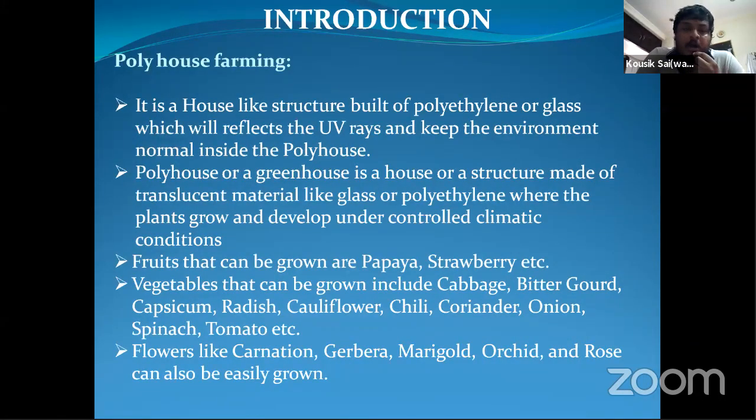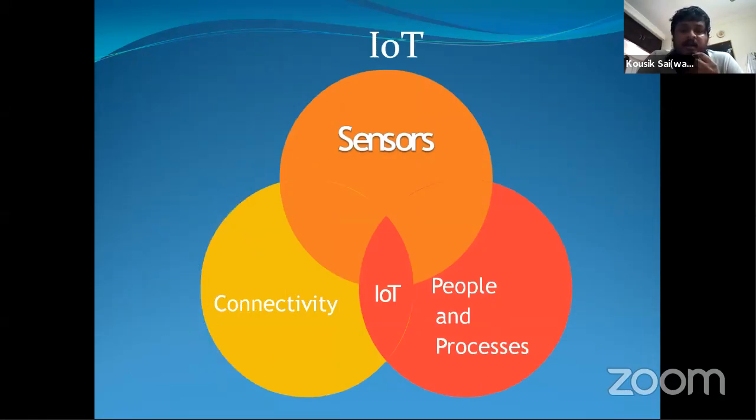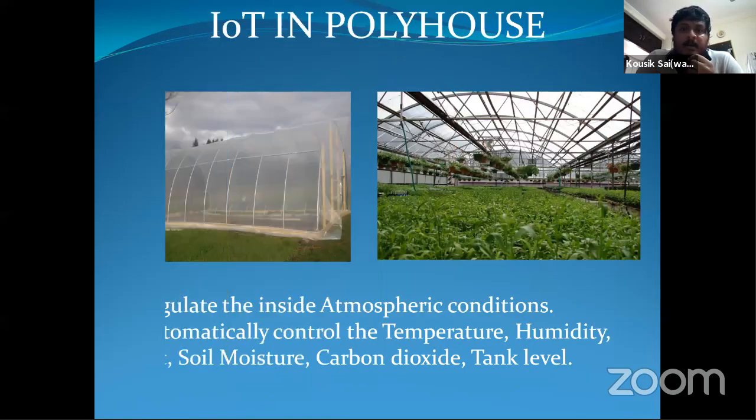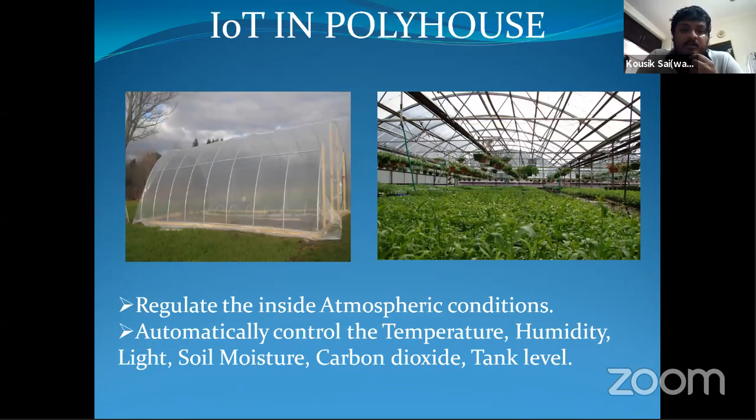And what is a polyhouse? Poly means polythene or glass-type material, constructed as a house, and we can grow fruits such as papaya, strawberry, and other plants in any climatic conditions, and we can maintain the climatic conditions there itself. The technology is IoT. Using sensors, we connected them with Arduino, and for connectivity using NodeMCU, we connected via cloud, and it will be shown on the mobile phone of a farmer or any person using the app we designed. IoT in a polyhouse: this is a large-scale polyhouse which can regulate the inside atmospheric conditions, and we can control measures like temperature, humidity, soil moisture, tank level, carbon dioxide, etc.